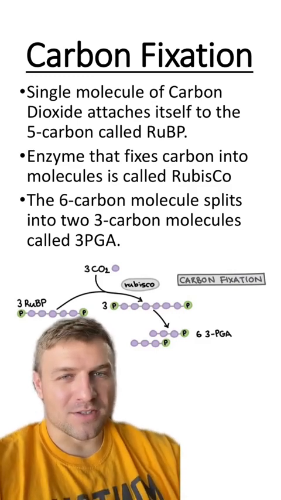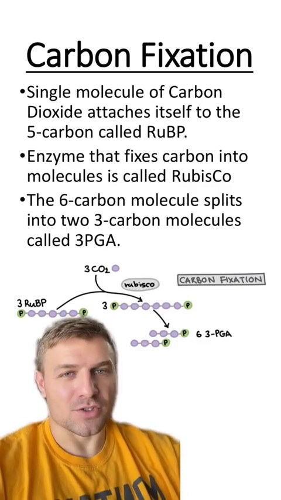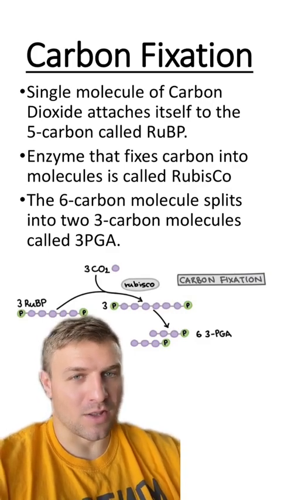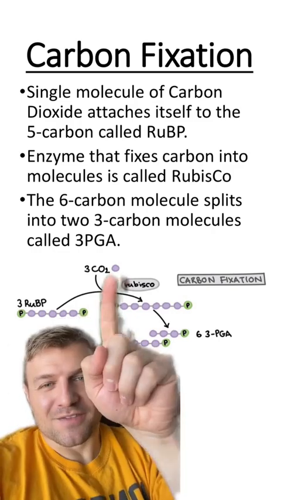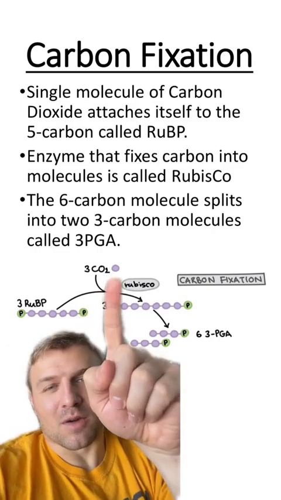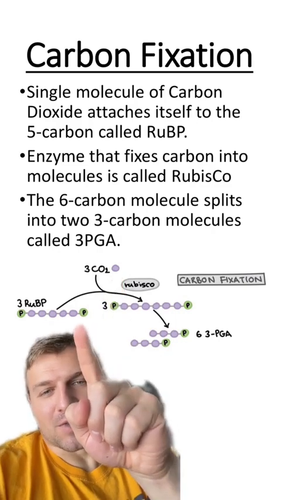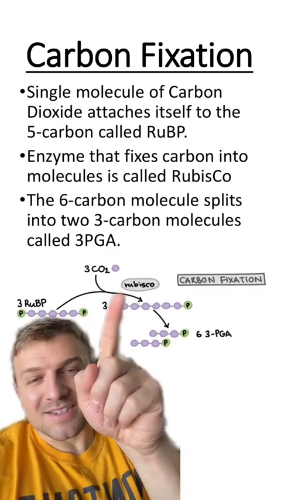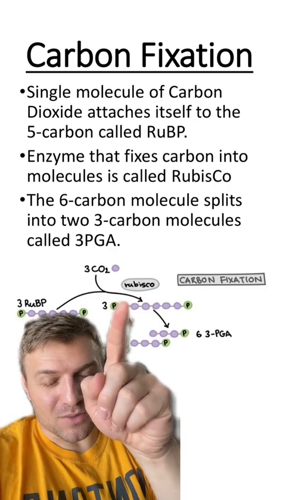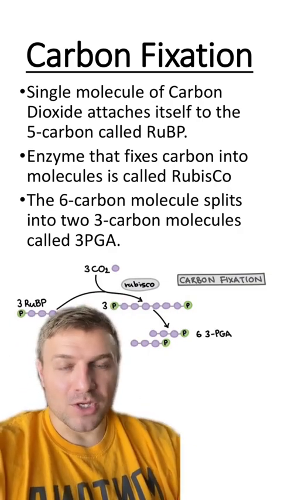When teaching this process, I always tell my students to focus just on the amount of carbon in each molecule. Each one of these purple circles is going to represent a carbon atom. In the first step of carbon fixation, a single carbon dioxide molecule is going to bind with a 5-carbon molecule called RuBP. The enzyme that does this is called Rubisco. Now, Rubisco has a much longer name, but we just call it Rubisco.